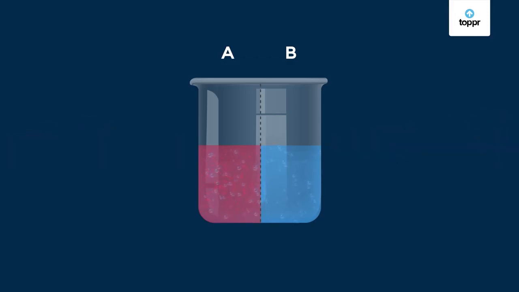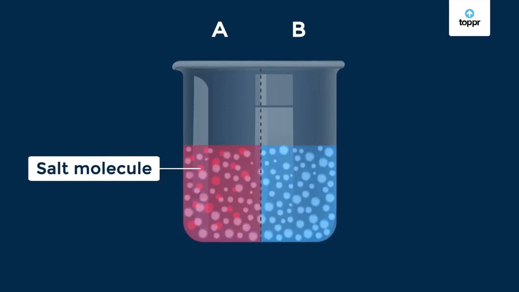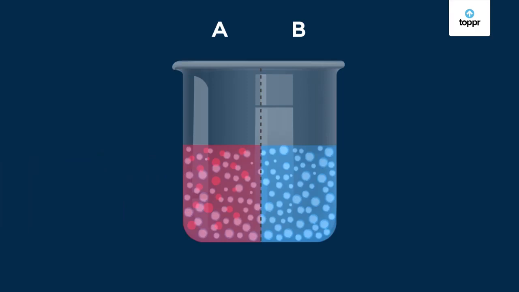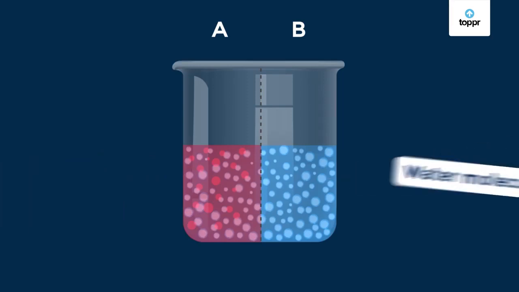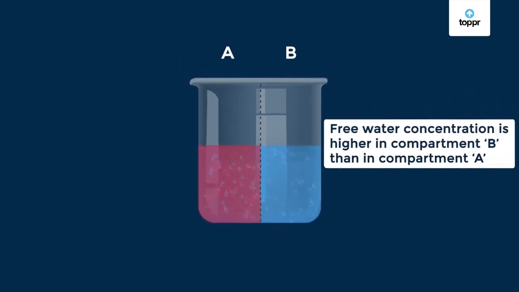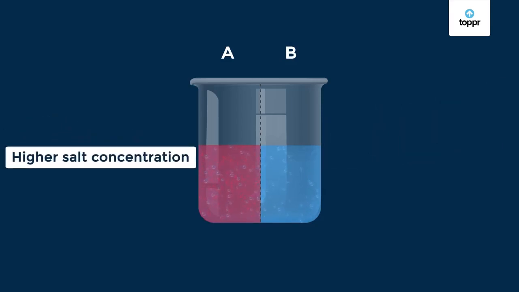Now, if you observe compartment A, out of all the water molecules, some are interacting with the salt molecules and the remaining water molecules are free. Whereas in compartment B, all the water molecules are free as there is no salt added. So we can say that the free water concentration is higher in compartment B than in A. And we know that compartment A has more salt concentration than B.